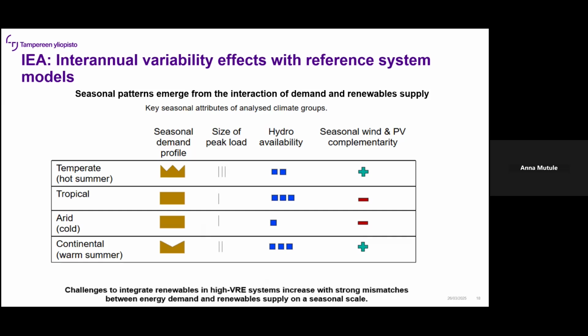For each climate group, representative weather years were selected using time series data for hydro, solar, and wind availability, as well as the demand. These were used in cost optimization models that minimize the total system cost, including annual investments, helping to identify which flexibility solutions are the most effective under each climate scenario.